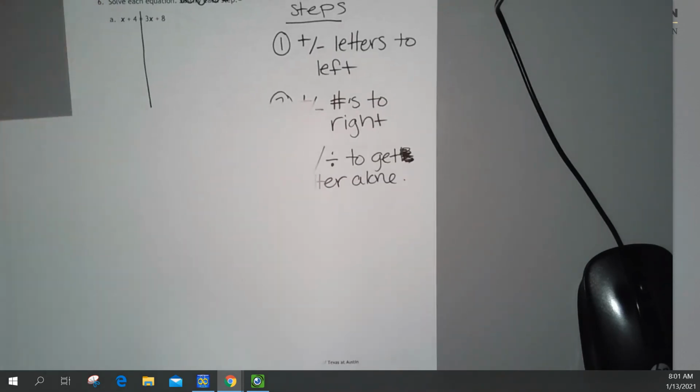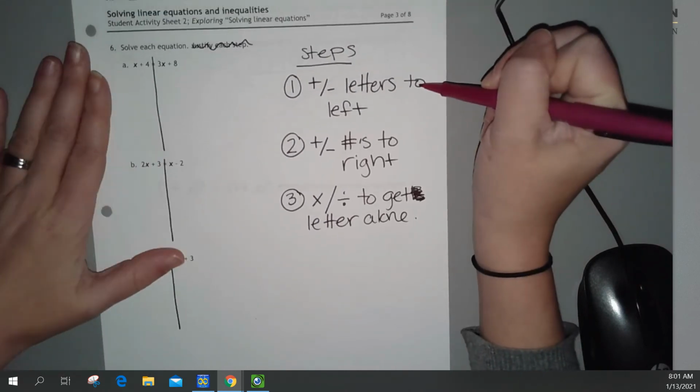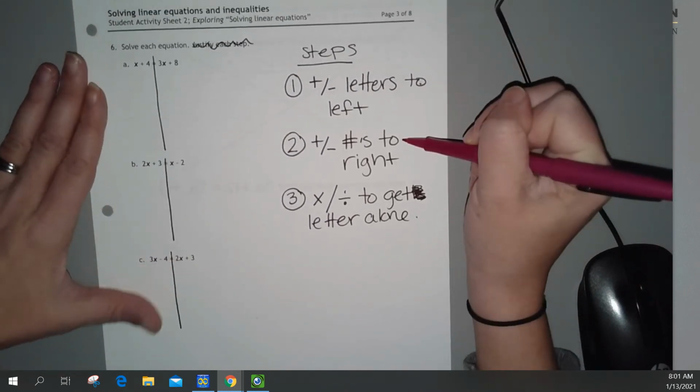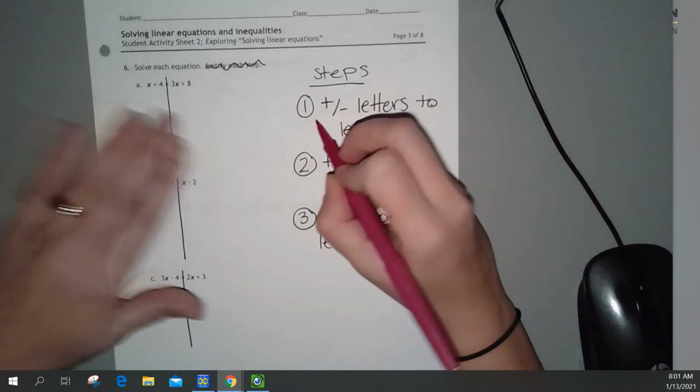Okay? So let's go through some of these together. As a reminder, guys, I gave you the steps here. Plus or minus our letters to the left, plus or minus our numbers to the right, multiply or divide to get the letter alone. Let's do step 1 here.